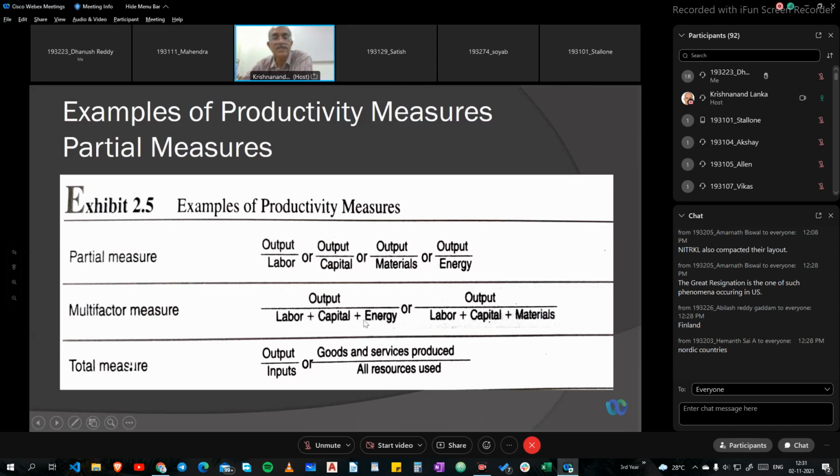Sir, what does capital include? Like assets, like machines and all? Here, capital means it includes the total investment that the company has made to realize this output.